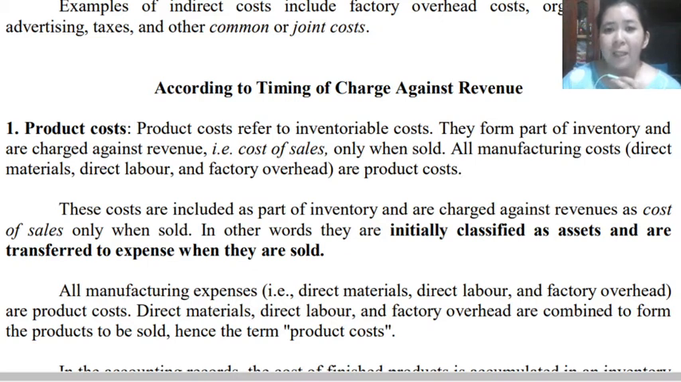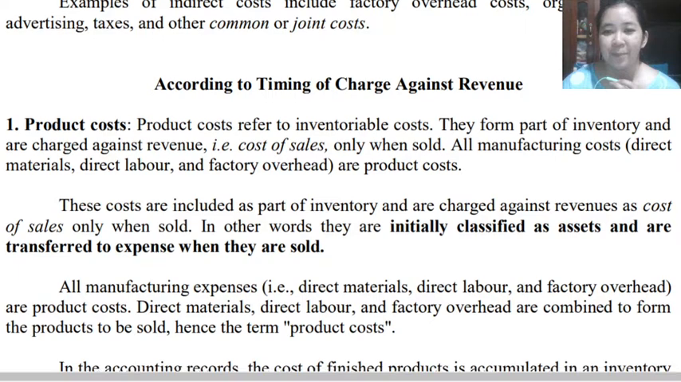Okay, so all manufacturing costs, again, direct materials, direct labor, and factory overhead, are our product costs. So these three costs will be combined to form the products to be sold. So that's the important element in the transformation of the raw materials to finished goods. Hence they are termed as our product costs.